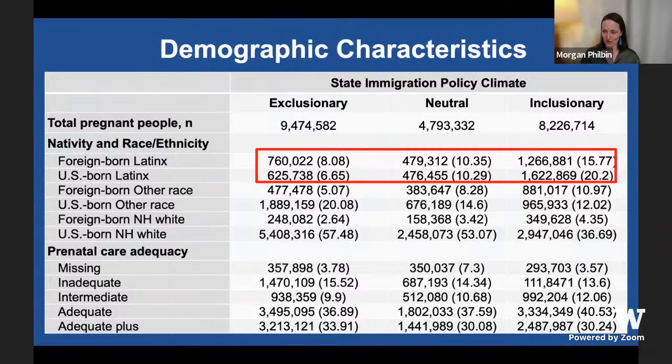Obviously, the fact that California, New Mexico, Arizona, and Texas were part of Mexico for so long means there are a lot of historical trends going on, but I do want to flag this. And then also notice that there are some differences in the level of prenatal care adequacy by whether or not a state is inclusionary versus exclusionary, which was interesting to see, and which allows us, as part of this, to test whether the state immigration policy climate has an effect on this.